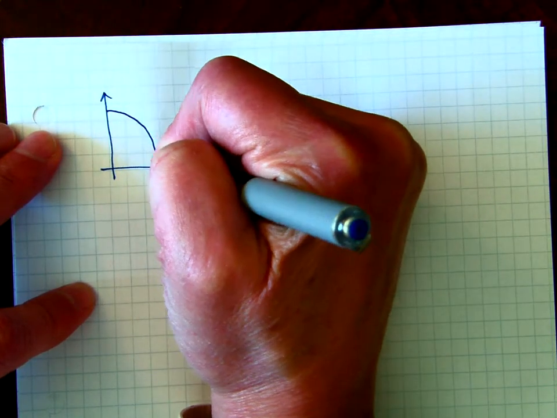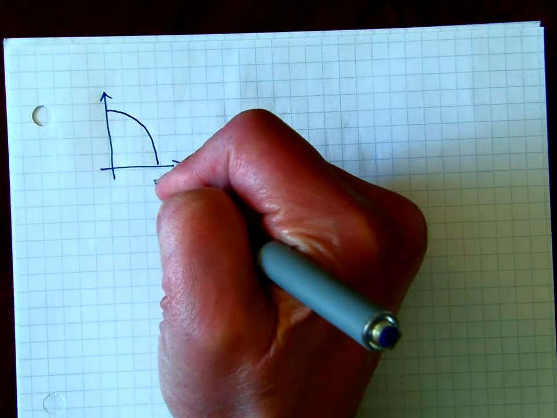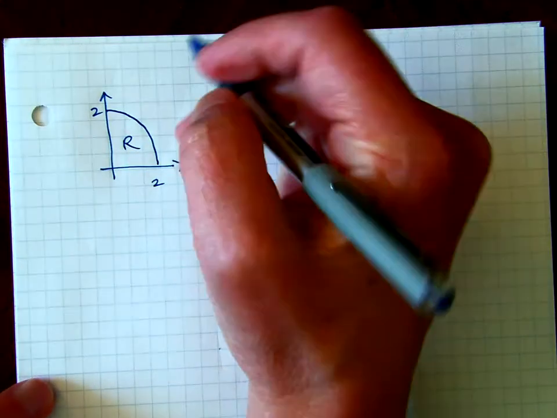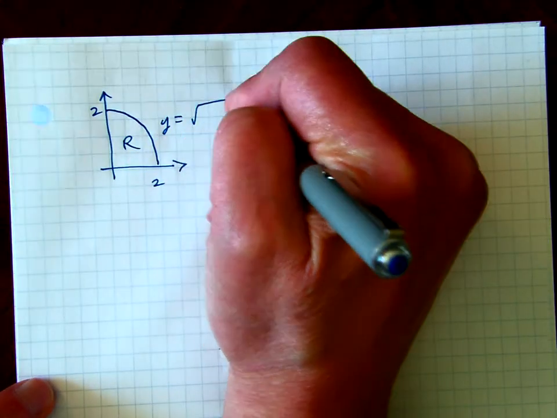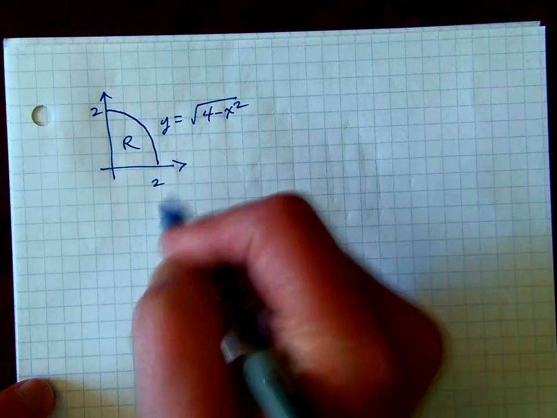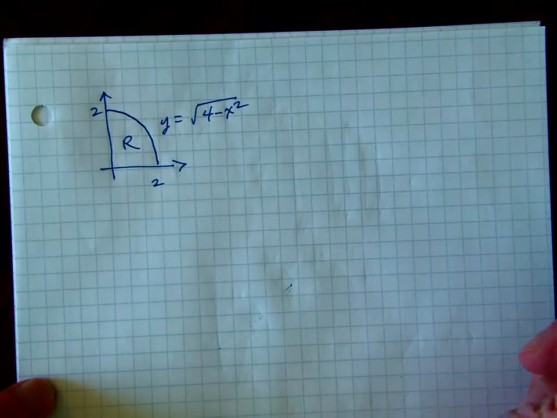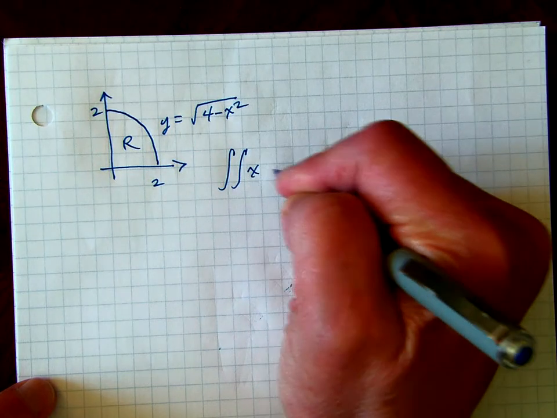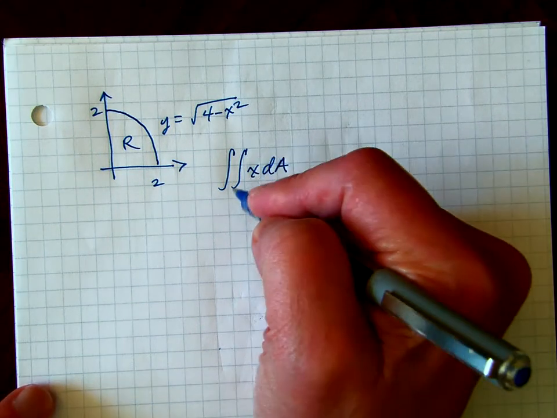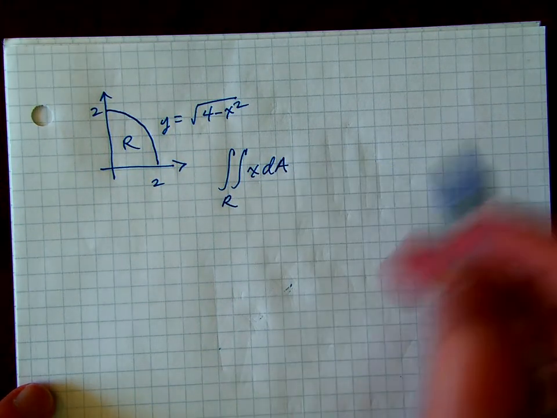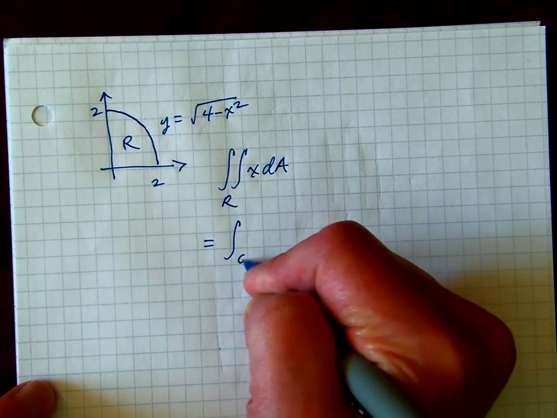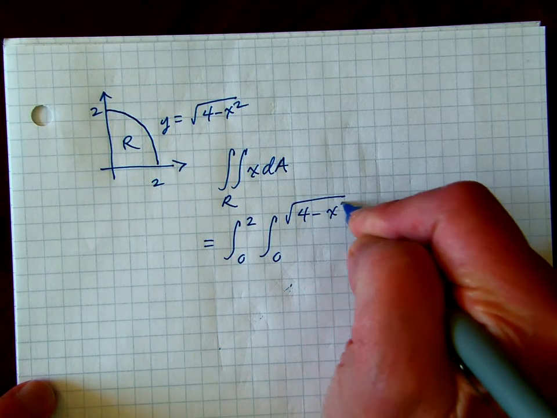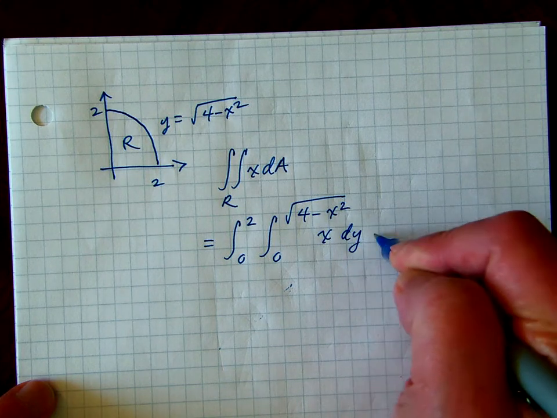So let's say we have a nice, perfectly round quarter circle. That's my region R. It's in the first quadrant, and y is the square root of 4 minus x squared. So it's of radius 2. So here's my quadrant, first quadrant region. And let's suppose I'd like to know the value of the integral over the region of x. Well, we know what that is. It's going to be the integral from 0 to 2, the integral from 0 to the square root of 4 minus x squared, x dy dx.